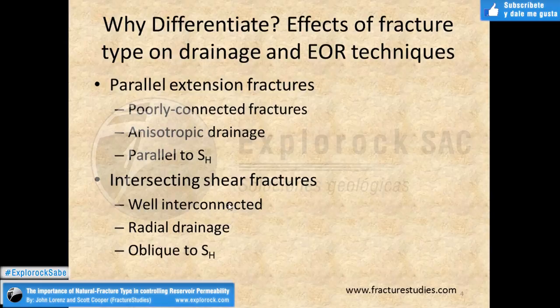And we have shear fractures. They're much better interconnected. They will give you radial drainage instead of this anisotropic drainage, and they are oriented oblique to the maximum compressive stress, which gives you a very different type of permeability and interaction with the stimulation fractures in the system. So now I'll turn it over to Scott, and away we go.